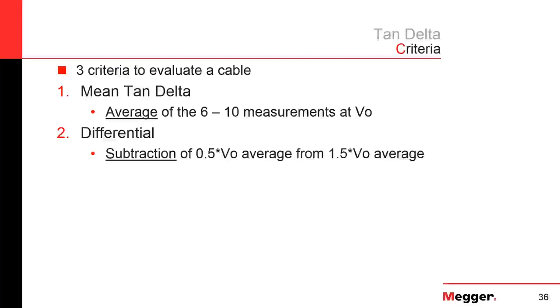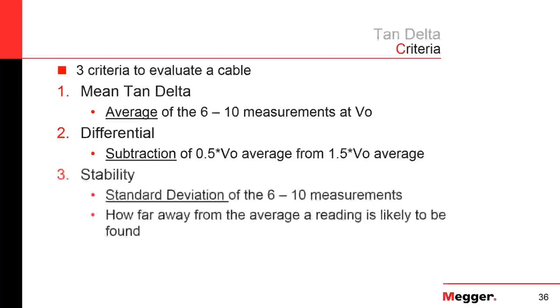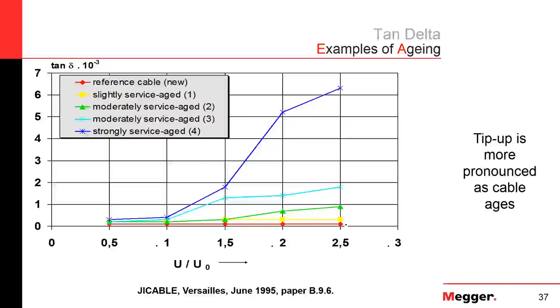The differential tan delta is the subtraction of the half rated average from the 1.5 times rated average. Just zip those two numbers down to an average, subtract them, and take that result and compare it to the IEEE chart. And finally, the third criteria is stability, called time stability in the standard. This is the standard deviation of those measurements for the rated voltage measurements, and what this means is how far away from the average a reading is likely to be found.